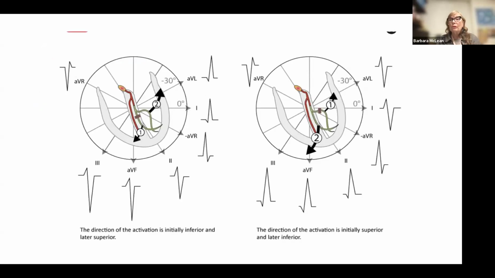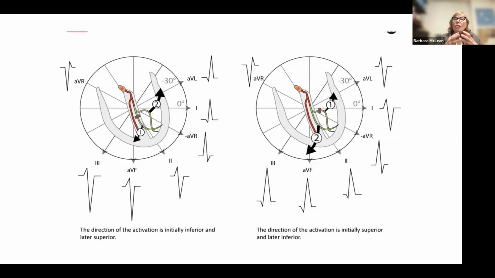So again, we go back to what we looked at before, reminding ourselves when the anterior fascicle is blocked, you activate from the posterior. And what that means is you're going to do superior and later inferior activation, giving me small Q and big R. And when we're talking about a block of the posterior fascicle, the direction of activation is initially inferior, giving me that small R wave in 2, 3 and AVF, and then goes superior, which then gives me that deep S wave. So first and foremost, I'm always looking at the trio of my foot leads, 2, 3, and AVF, for an abnormality when I have an axis deviation.